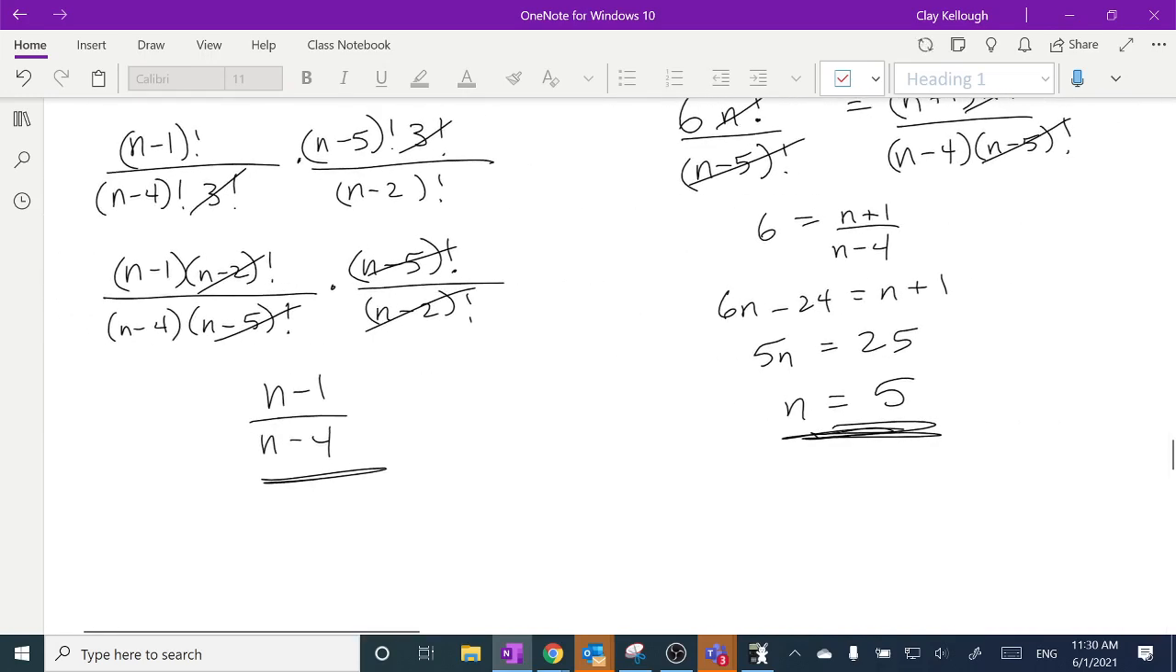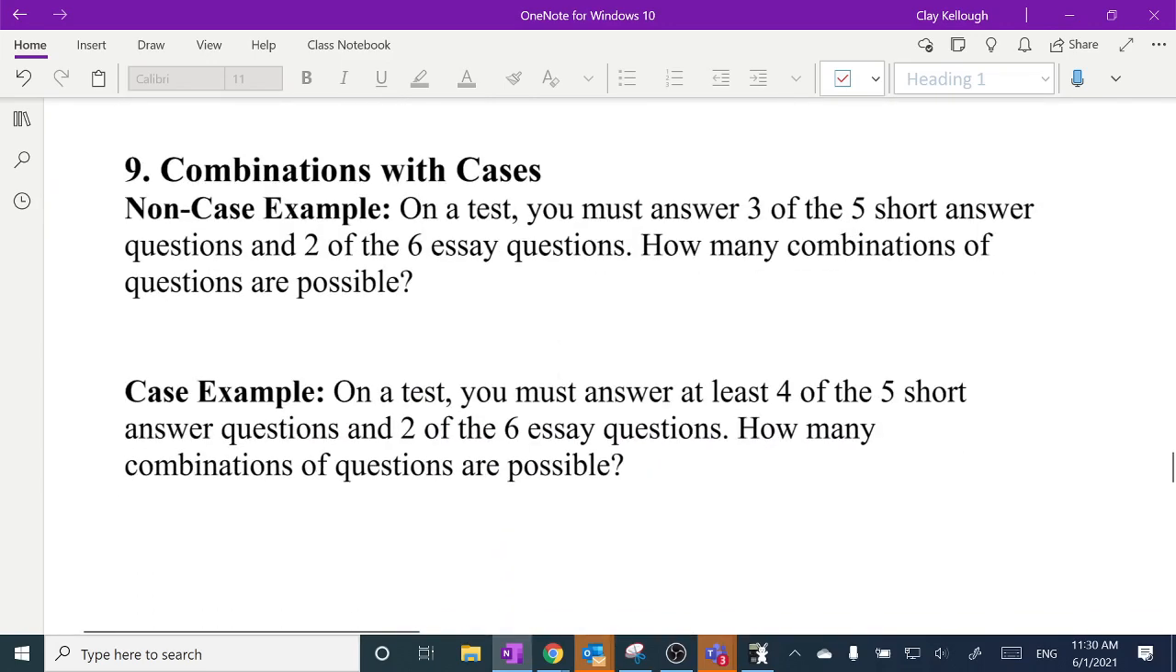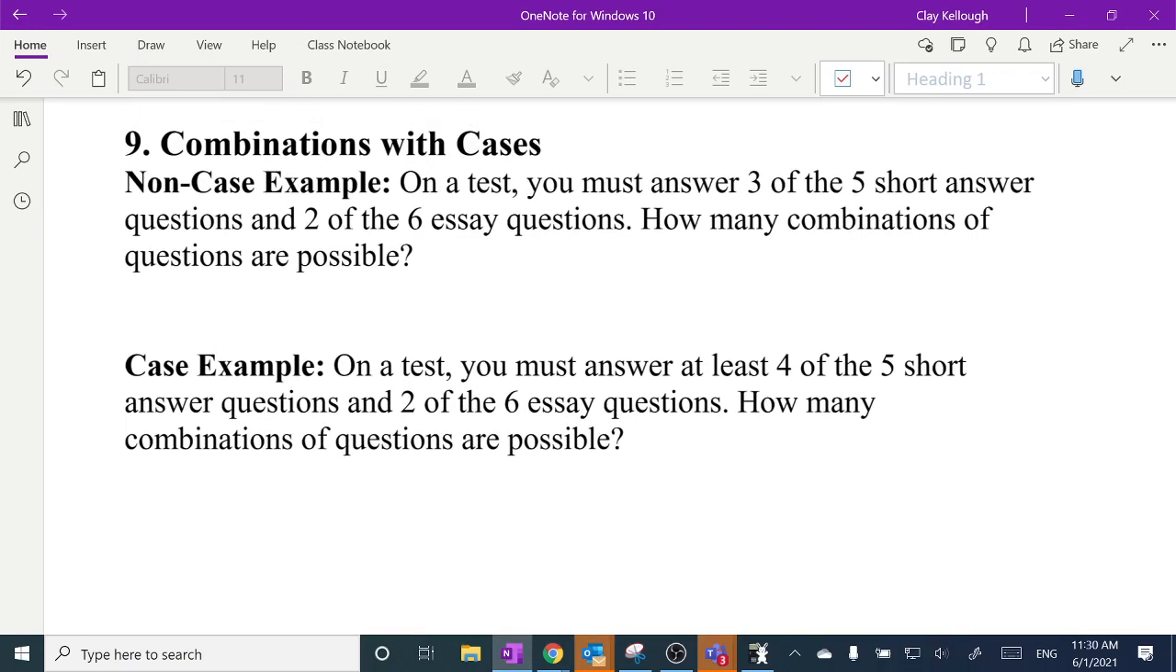One last thing with combinations, and again, this is the same sort of process we went through with permutations. What if there's cases involved? Now, in combinations, it's actually a little harder to tell when you need a case and when you don't. So the first example is going to be just a non-case example. On a test, you must answer 3 out of 5 short answer questions and 2 out of 6 of the essay questions. This is not cases. This is, I'm doing 2 different things. 5 choose 3, 6 choose 2. The fundamental counting principle tells me that I can just multiply those things together for the total number of ways I can do both things. Run that through the calculator or do the math, and you get 150.